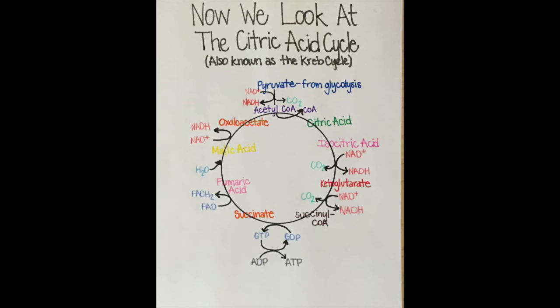You might also be wondering, where do all the NADH and FADH go that were produced during the cycle? All of those now move to the electron transport chain. They help to produce more ATP.